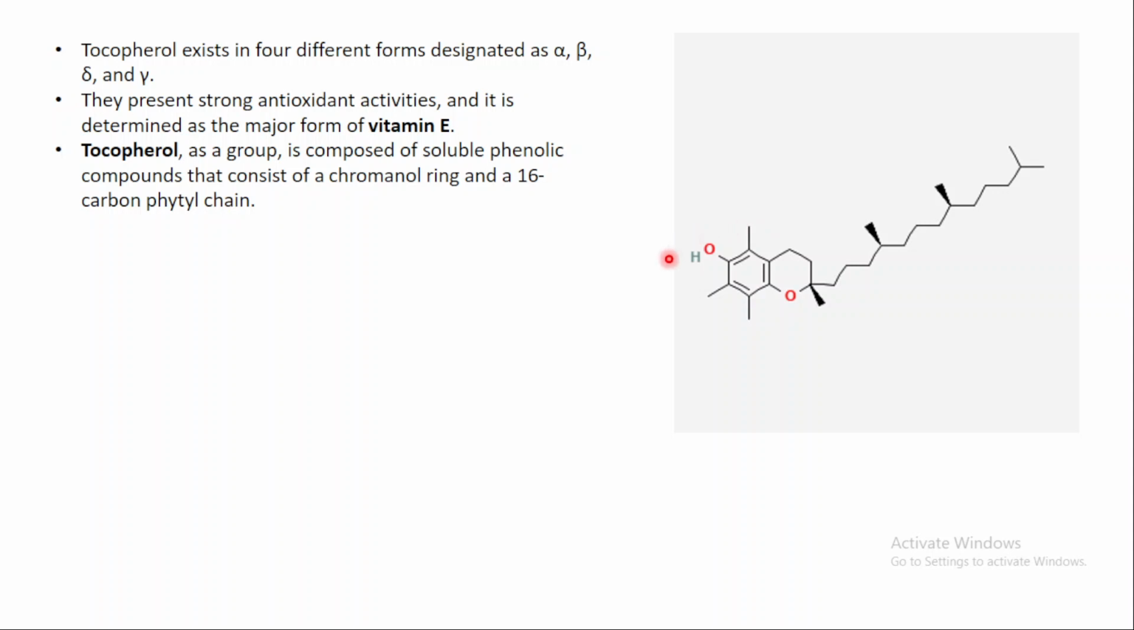So this is a chromanol ring. "ol" means alcohol, so this is an alcohol with an OH group here, chromanol. And this is the 16 carbon phytyl chain. This is the whole structure of vitamin E, tocopherol.